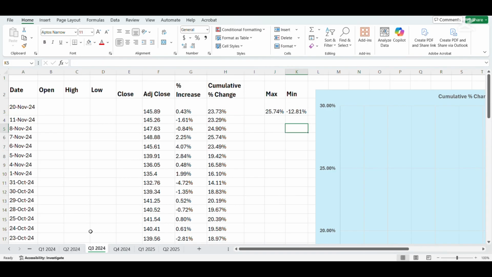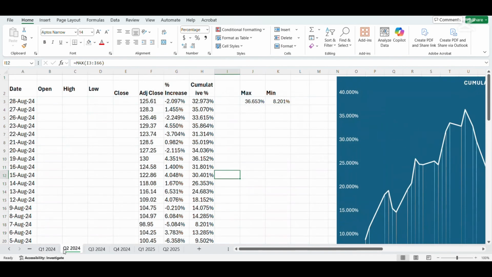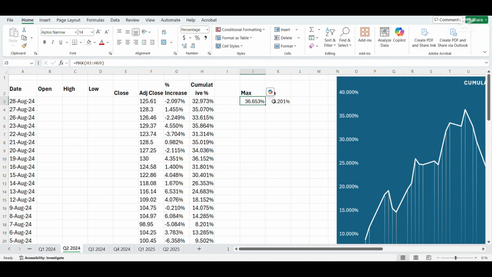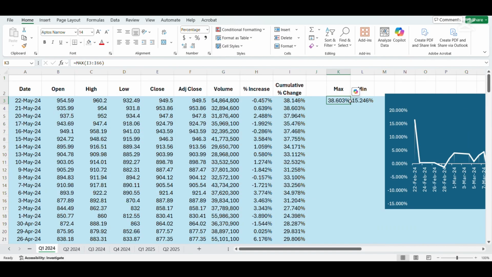And in Q3, Q2, and Q1, the situation is different, right? You see that the maximum cumulative percentage change in those quarters was much higher than the minimum percentage change: 25% positive versus 12% negative. In Q2, a similar story, 36% positive, 8% negative, and in Q1, 38% positive and 15% negative, or 15% down, okay? In Q1, 38% up versus 15% down.